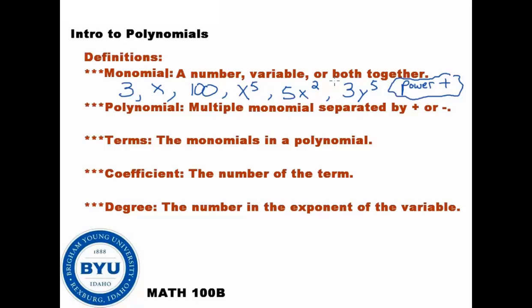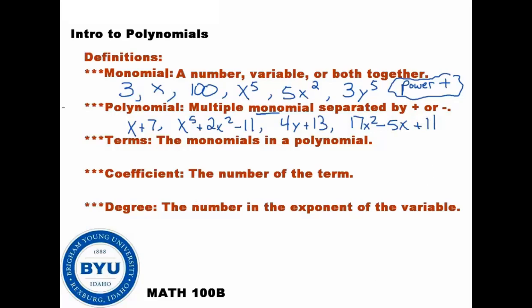So a polynomial then, poly meaning multiple, is just when we put more monomials together. So for example, x plus 7. Whenever we have 2 or more monomials put together with either a plus or a minus sign, that becomes a polynomial. We could have x to the 5th plus 2x squared minus 11. That is a polynomial. Or 4y plus 13, or 17x squared minus 5x plus 11. These are all polynomials.